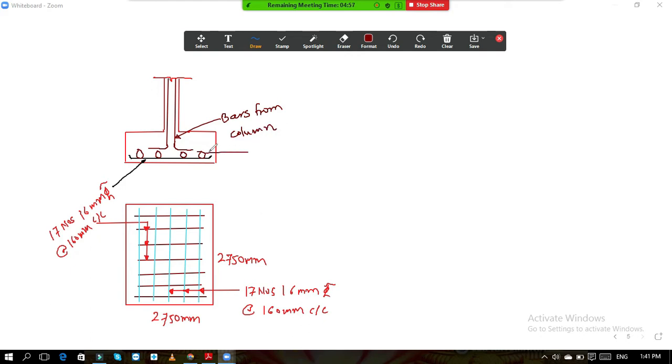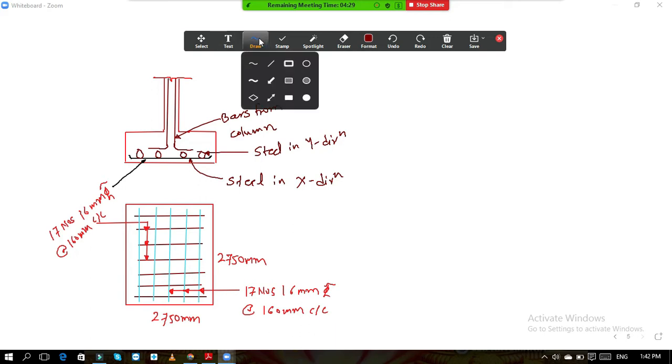Okay, so this is your steel in y direction, and this is your steel in x direction. I hope now everything is clear to you. Okay, here you can show your overall depth. This is your overall depth, and this depth is 520 mm.